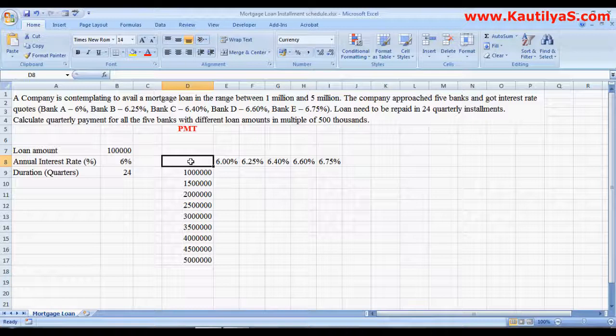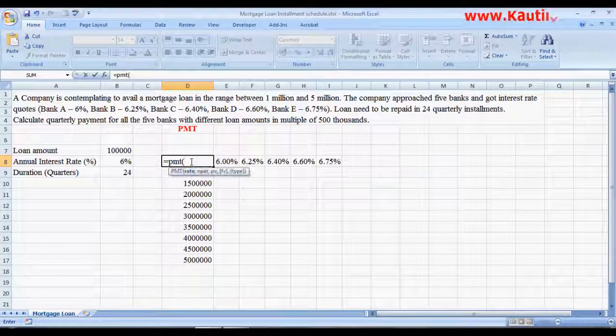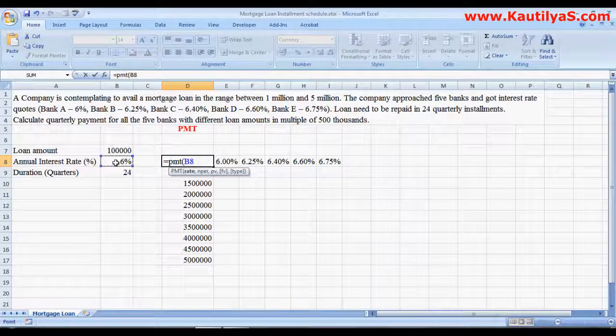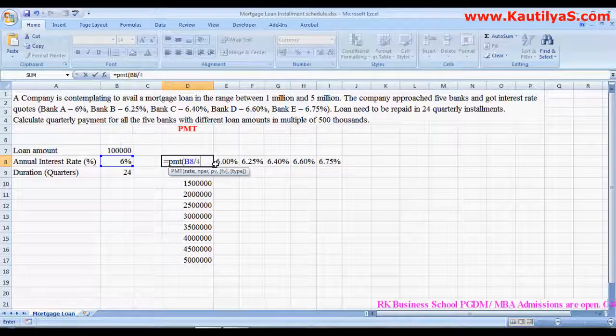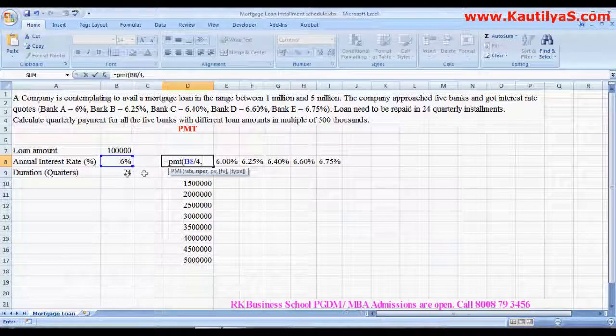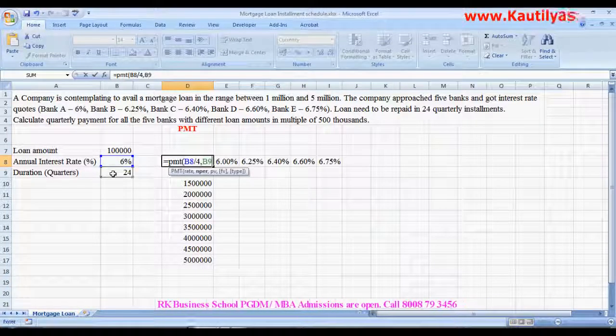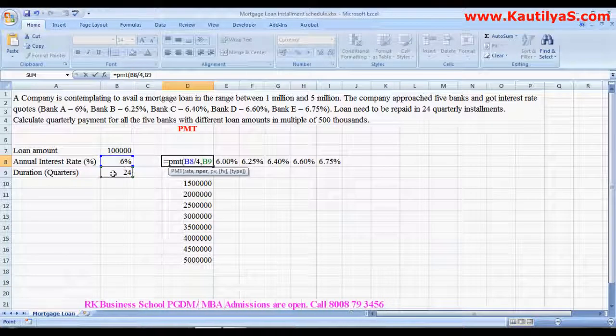So here equals PMT rate. We have an annual rate, whereas the installments are quarterly, so the annual interest rate needs to be divided by quarters. We have 4 quarters in a year, so divided by 4. Then the number of payments or periods, so we have 24 periods. Then what is the amount that you need to pay? That is 100,000.